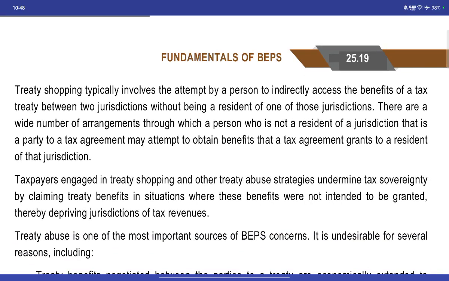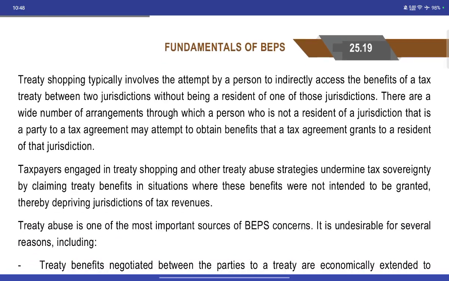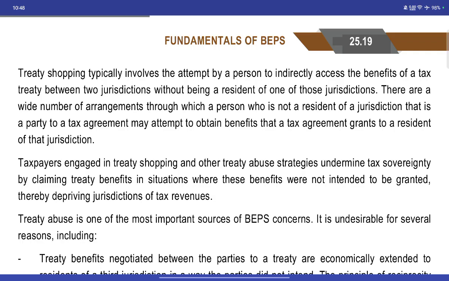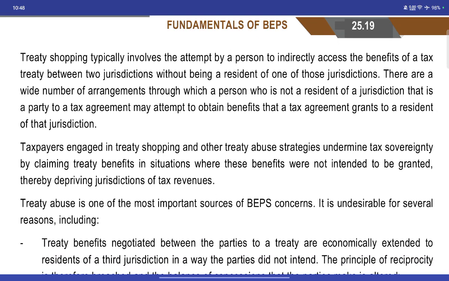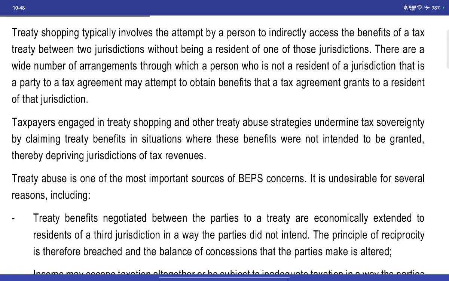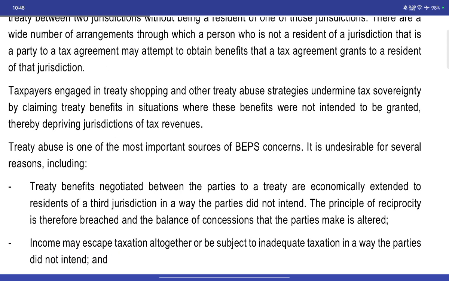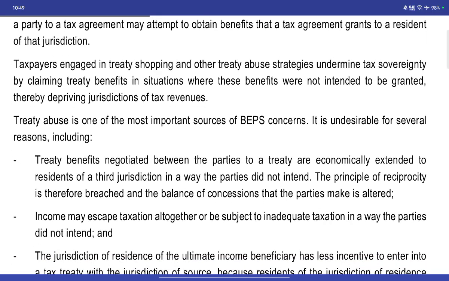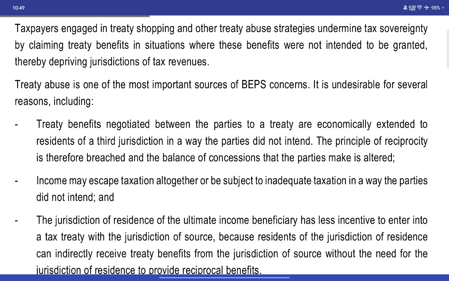Treaty shopping is an attempt by a person to indirectly access the benefits of a tax treaty between two jurisdictions without being a resident of one of the jurisdictions. There is a wide number of arrangements through which a person who is not a resident of a jurisdiction that is a party to a tax agreement attempts to obtain benefits from the tax agreement granted to residents of the jurisdiction. Taxpayers who engage in treaty shopping and other treaty abuse strategies undermine tax sovereignty by claiming a treaty benefit in a situation where the benefits are not intended to be granted, thereby depriving jurisdictions of tax revenues. Treaty abuse is one of the most important sources of base erosion and profit shifting concerns.